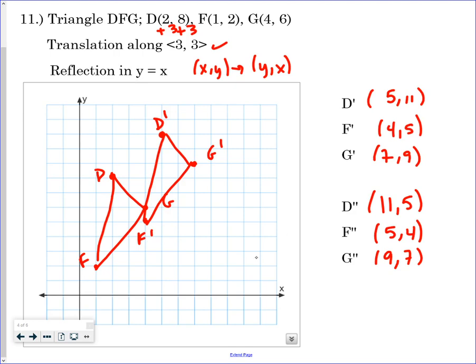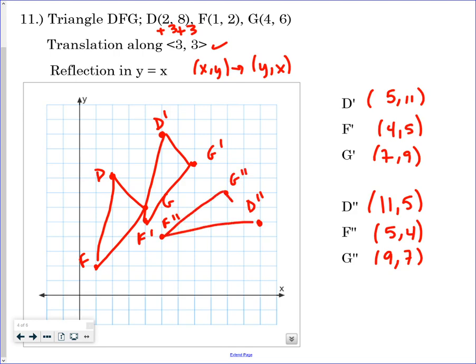Yep. So now I'm going to graph that one at 11, 5. That's D double prime. Then F double prime. And 9, 7, that's G double prime.